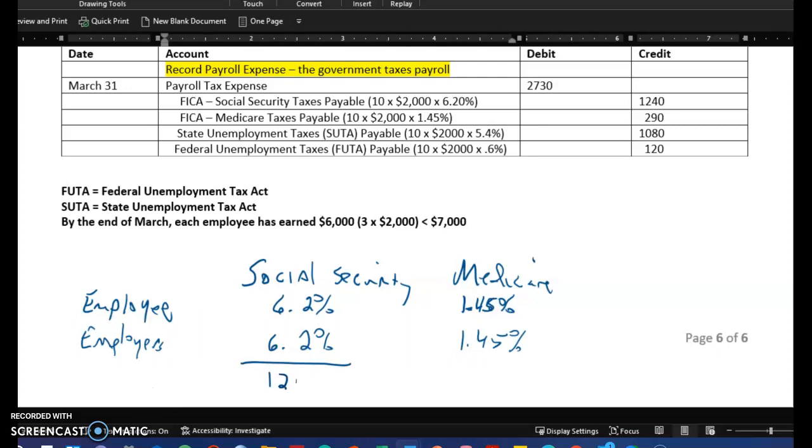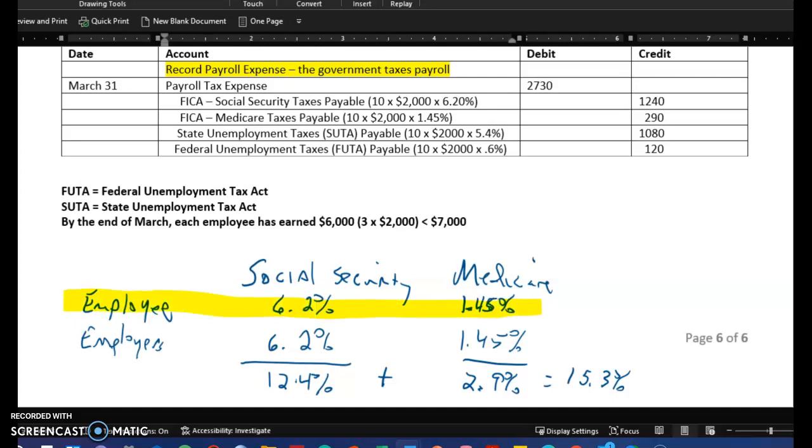That's 12.4% between the employer and the employee that's going into Social Security. And for Medicare, that's 2.9%. If you add those together, 15.3%. Now, a lot of times, because we work for somebody, that's all we think about. Just what's coming out of our check.